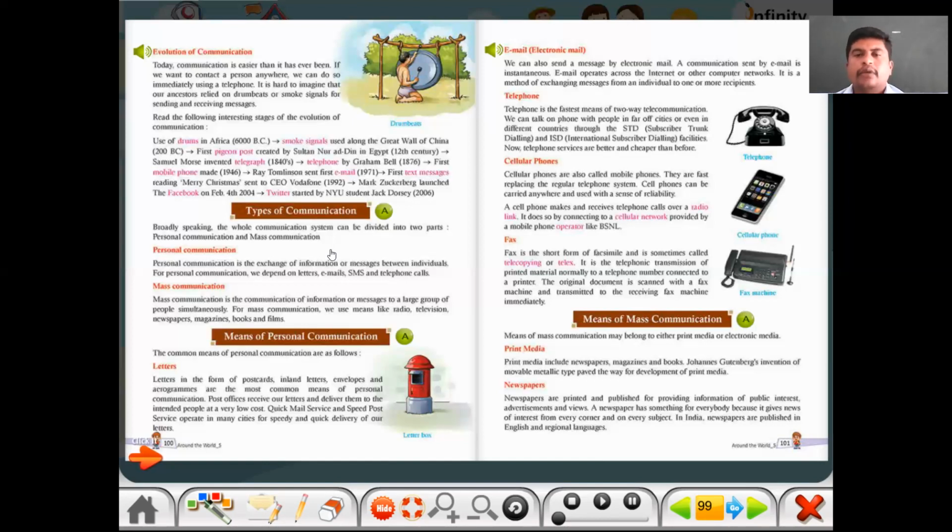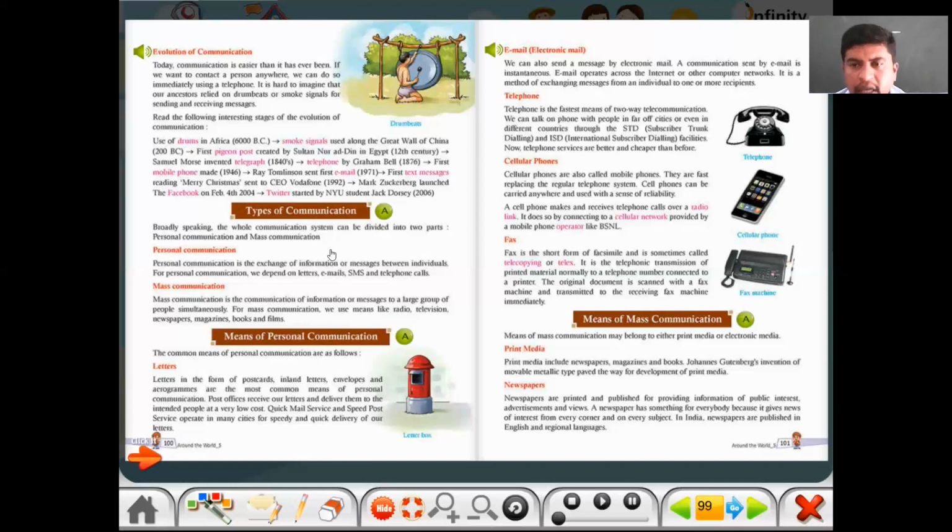Now, fax. Fax is the short form of facsimile, sometimes called telecopying or telex. This is also a quick mode of communication. It is the telephonic transmission of printed material. Keep this in your mind.